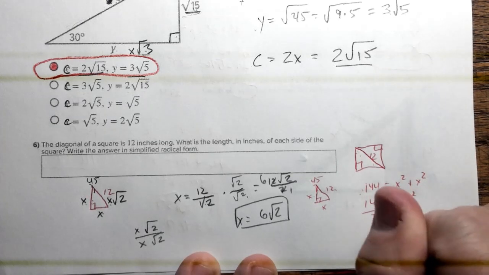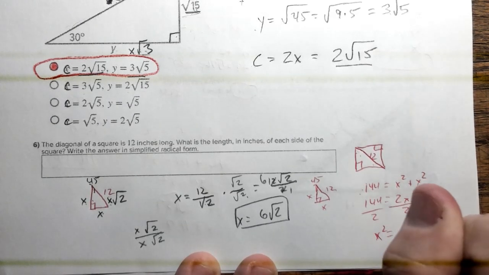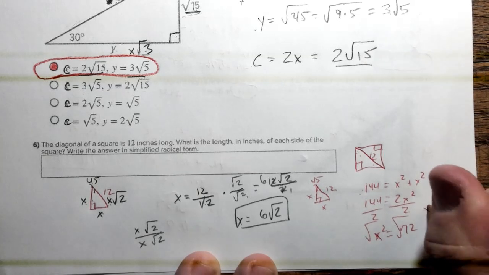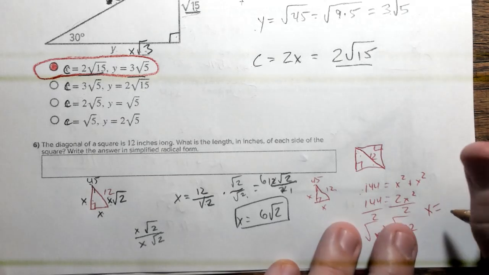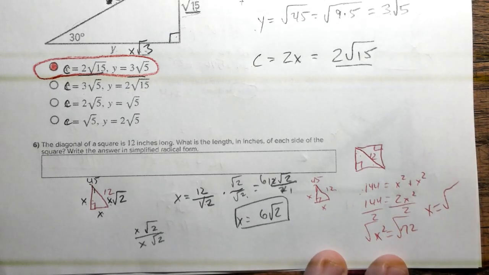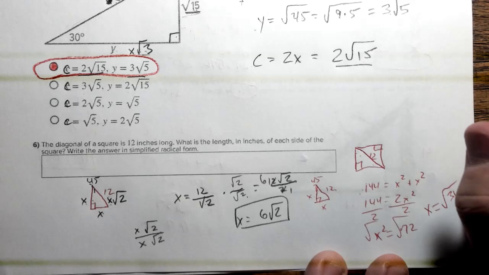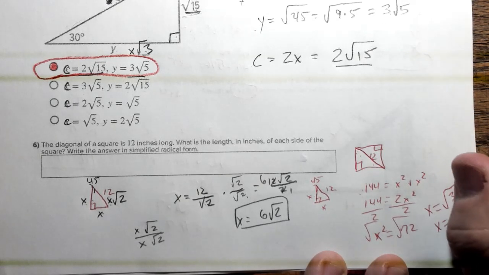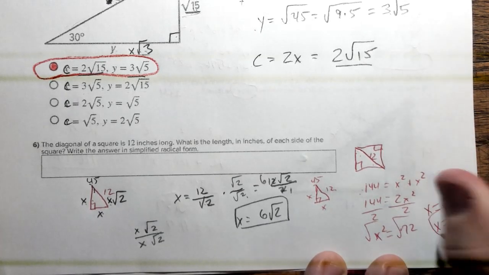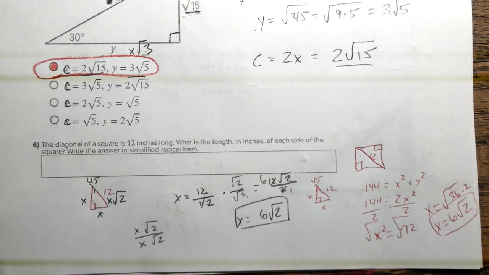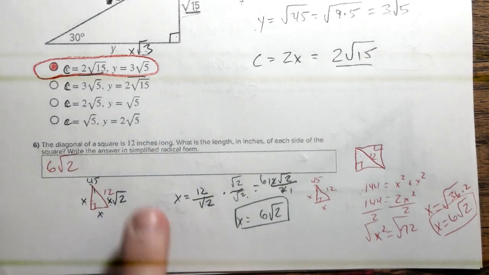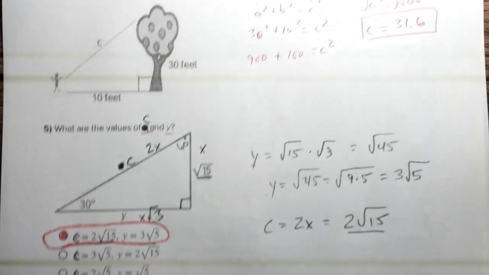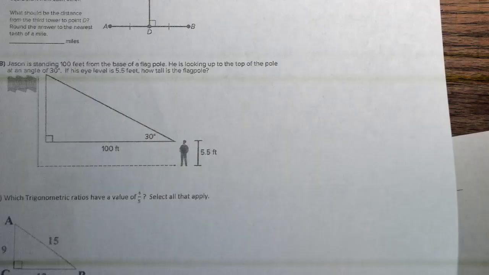Divide both sides by 2. X squared is going to equal 72. We take the square root of both of these. So x equals the square root of 72. 72 is the same as 36 times 2. The square root of 36 is, you guessed it, 6. So 6 times the square root of 2. So we got the same answer, just two different ways. So again, the answer up here is 6 times the square root of 2, because it wanted it in simplified radical form.